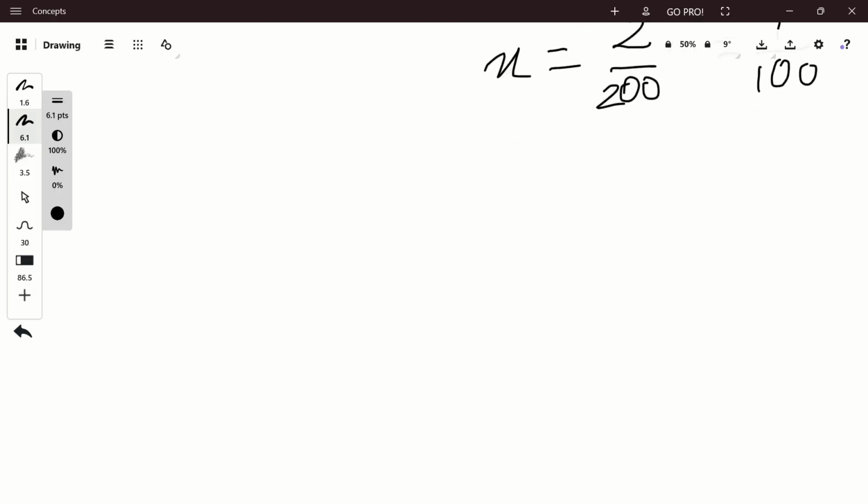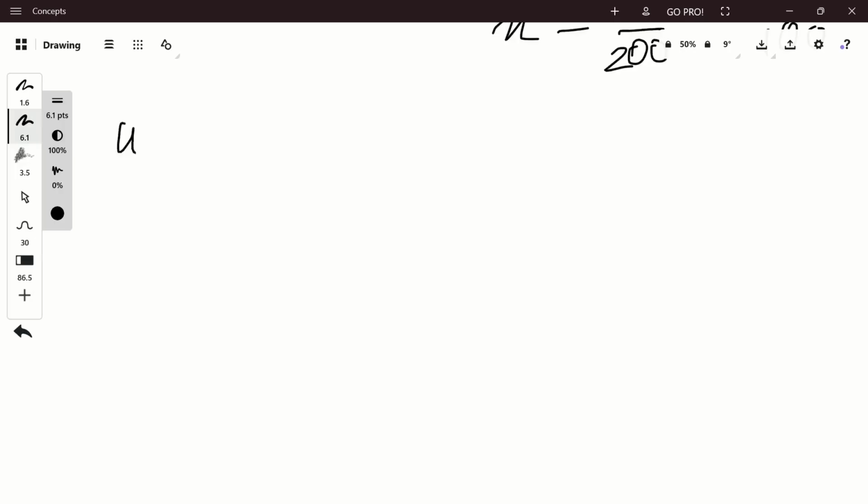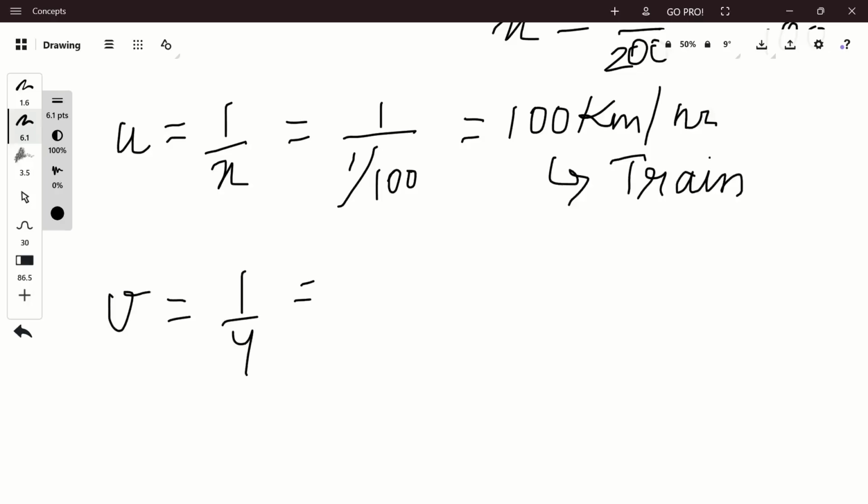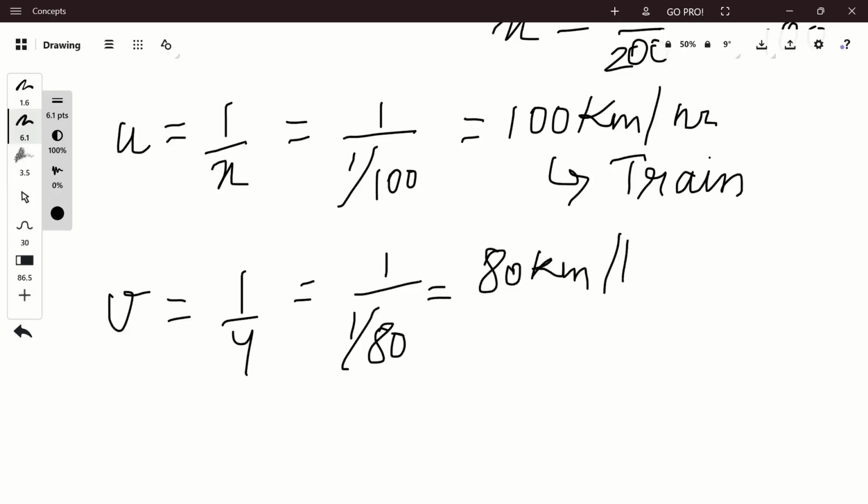For the final speeds, we know that u is equal to 1 upon x, which is equal to 1 upon 1 upon 100, which is equal to 100 kilometer per hour. This is the speed of train, and v is equal to 1 upon y, which is equal to 1 upon 1 upon 80, which is equal to 80 kilometer per hour, which is the speed of the car.